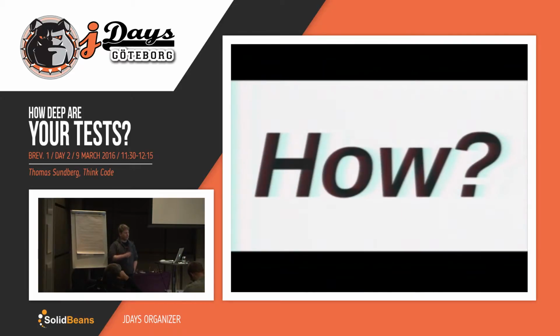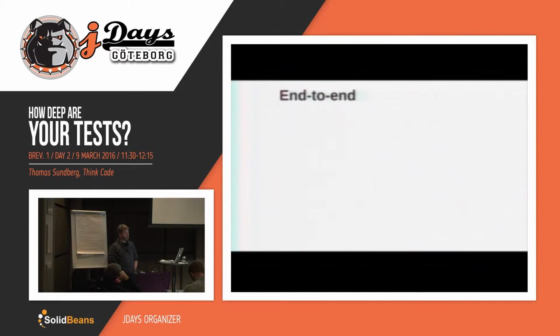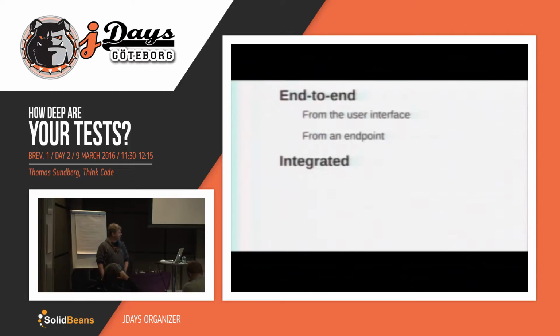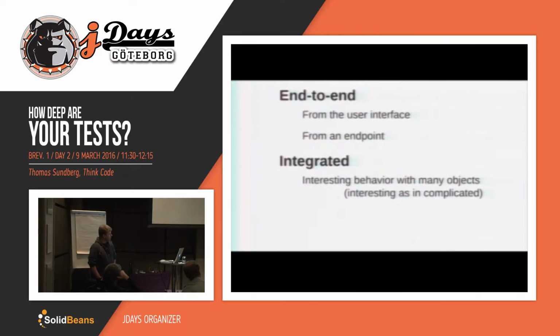And how do we do that? Well, there are multiple ways of doing it. We can test stuff end-to-end, from the user interface or from an endpoint. We can test stuff in the middle, integrated, and I don't mean integration, but integrated: many objects together. Or we can do it at the bottom of a testing pyramid, as in units. Those of you who were in the previous session will recognize some of this. Unit would be more or less boring behavior with few objects involved, perhaps just one.